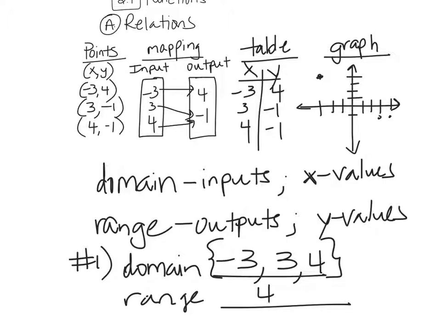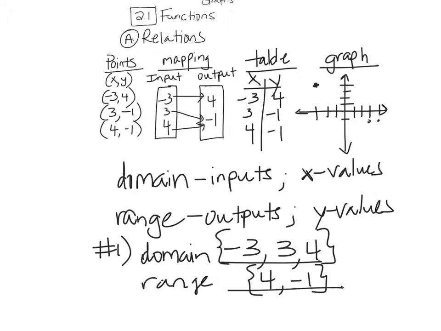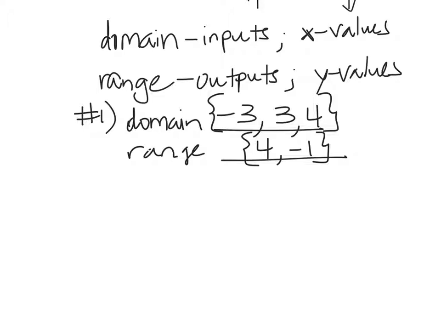Yeah, 4 and -1. And I'm not picky about order. You don't need to write it in least to greatest order or anything like that. And that's it. Domain are the x's that I see, and range are the y's. It's really that simple. Okay, so that's a relation.